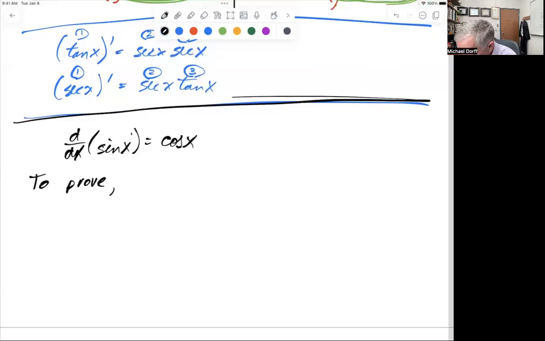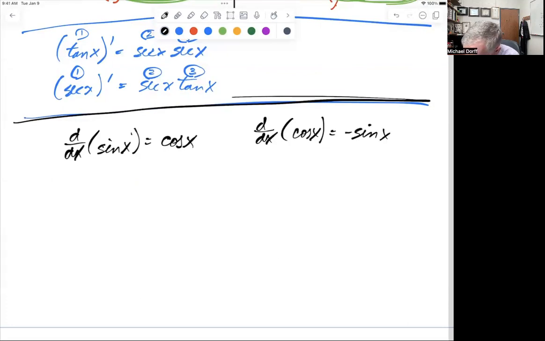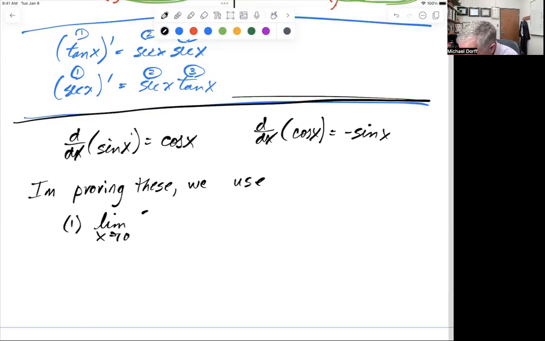So to prove this, okay, let me redo this. I've got these two results here. Derivative of cosine is minus sine. In proving these, we use the following two limit results. One is the limit as x goes to 0 of sine x over x equals 1.